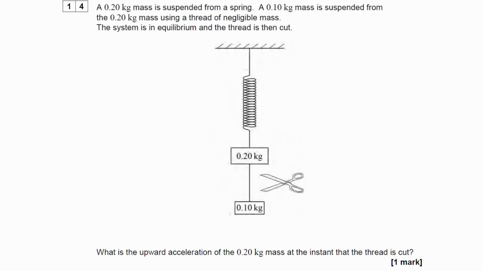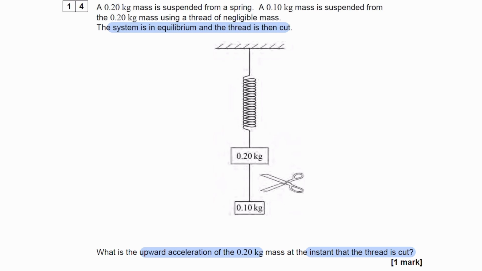A 0.2 kilogram mass is suspended from a spring, which is what we see over here. A 0.1 kilogram mass is suspended from the 0.2 kilogram mass using a thread of negligible mass. The system is in equilibrium and the thread is then cut. What is the upward acceleration of the 0.2 kilogram mass at the instant that the thread is cut?